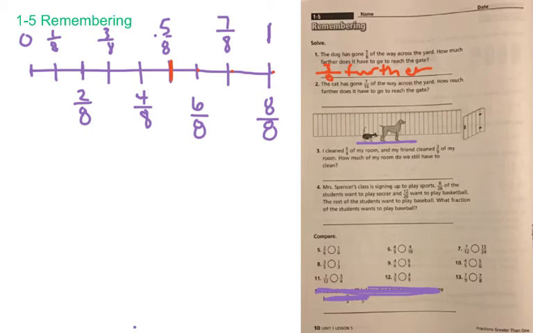We'll go ahead and look at number 2. It says the cat has gone 7/16 of the way across the yard. Now, if we were going to be breaking this into 16ths, 8/8 would be our 16/16 spot, and then we would have another tick mark in between each of those eighths, because we're breaking the eighths into 16ths, and they would be listed just the same as we did there.